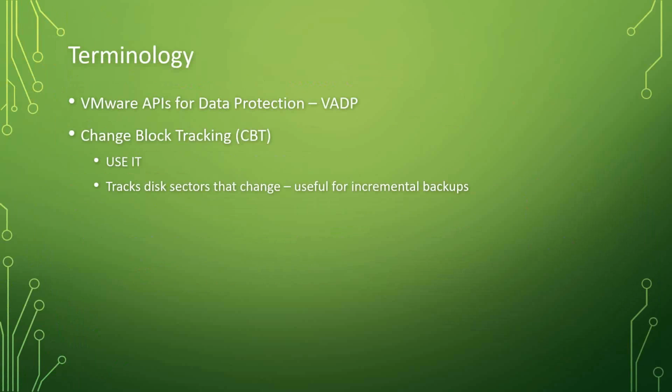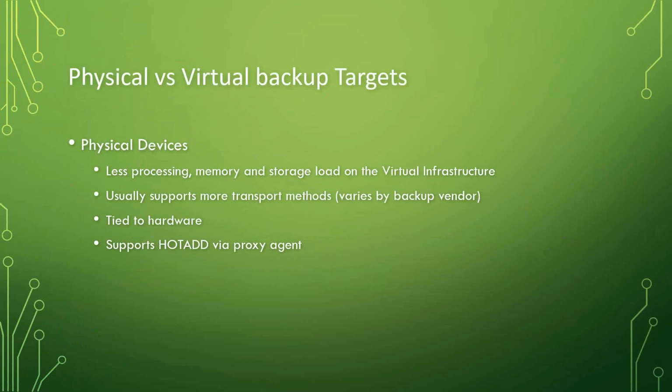Also, change block tracking. If you're not using it right now, please turn it on. It's going to save you a lot of headache when it comes to your backups, making sure that you're only backing up incremental blocks so that your backup windows, or your backups, shrink considerably. And, of course, deduplication. The support and impact of that is going to vary based on what products you're using, what backup solutions you're using, and how you're actually performing those backups.